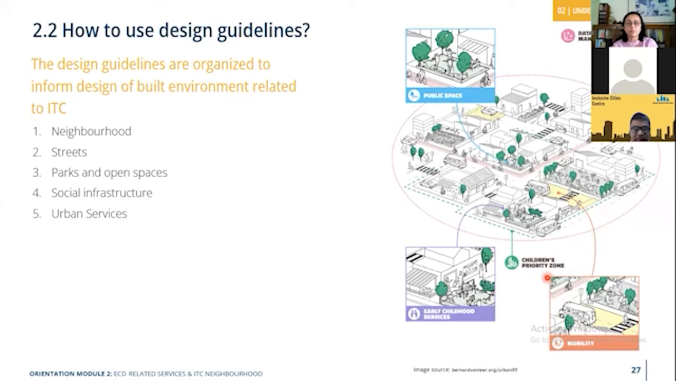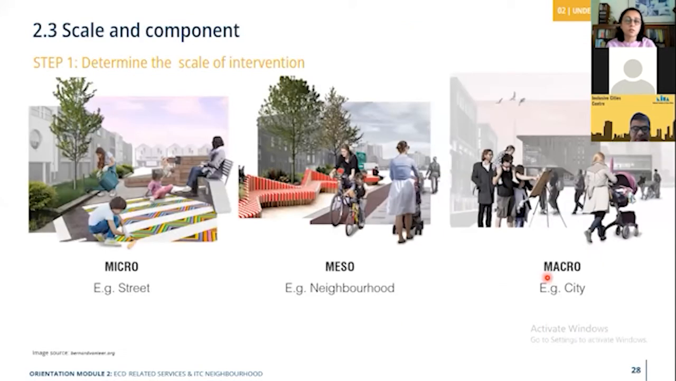Parks and open spaces would cover some common destinations that an ITC would visit. Social infrastructure would cover all the community services, and urban services would cover water, electricity, drainage, and other environmental factors. So these are the components of the guidelines. Now let's quickly understand how the guidelines can be applied.